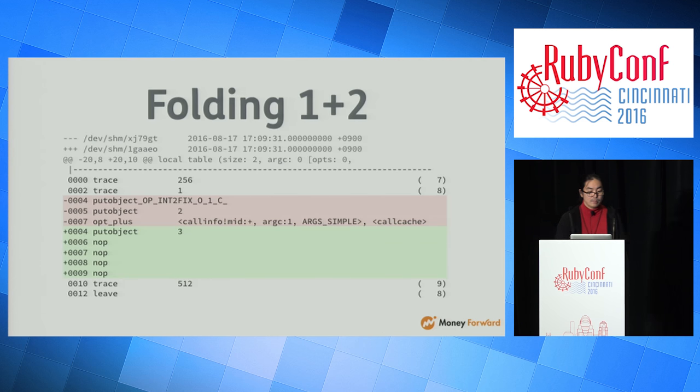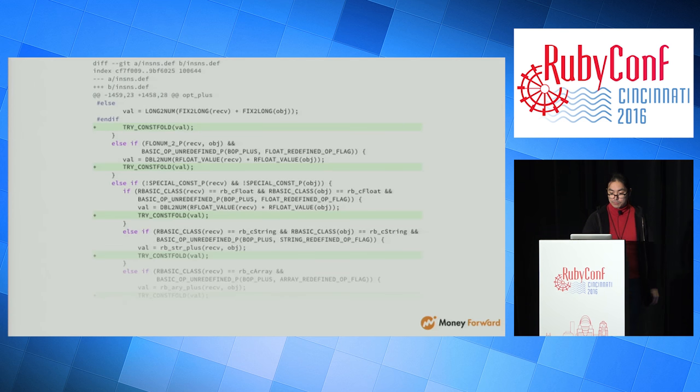By applying the same technique, we can fold 1+2. As you see, the generated output, put object, nop, nop, nop, is identical to the case of get constant. So you can apply the same thing. Its implementation might be a bit small to read, but it's opt plus. It calculates the value as usual and folds itself with that value. Not shown in the diff, but all four basic arithmetic operations behave the same way.